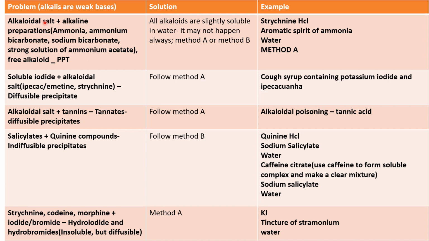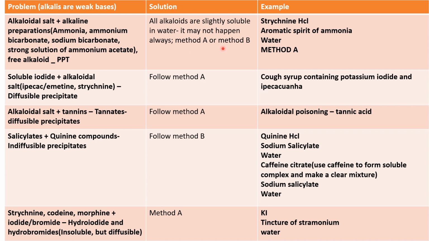I repeat, alkaloidal salts like strychnine, when combined with alkaline preparations like ammonia or ammonium bicarbonate, form a precipitate. Now, what is the solution for this? Whatever precipitate is formed is slightly soluble in water. So, in simple terms, what is that?